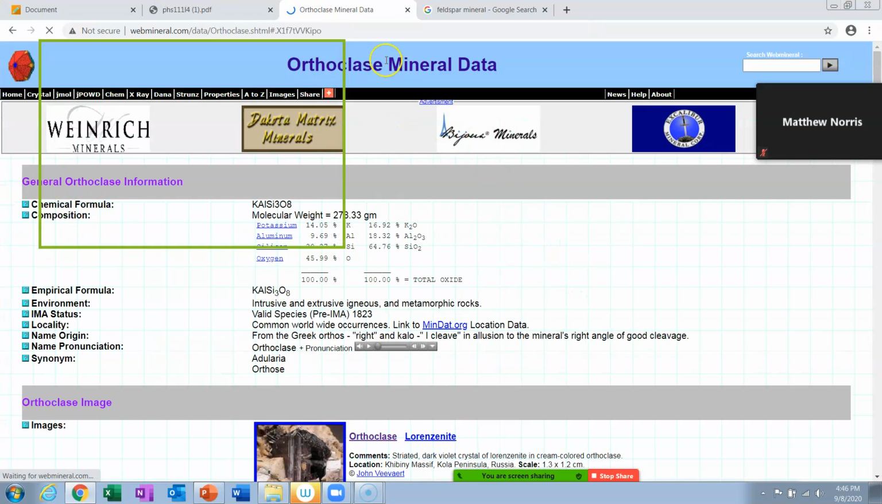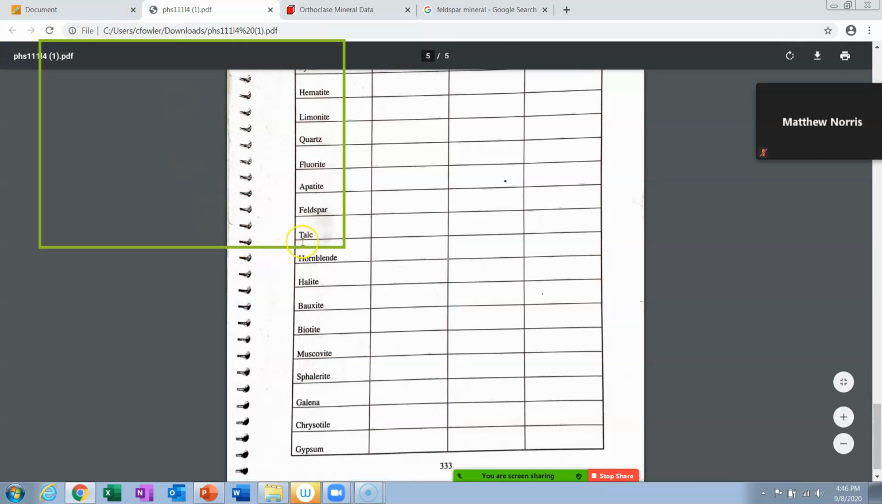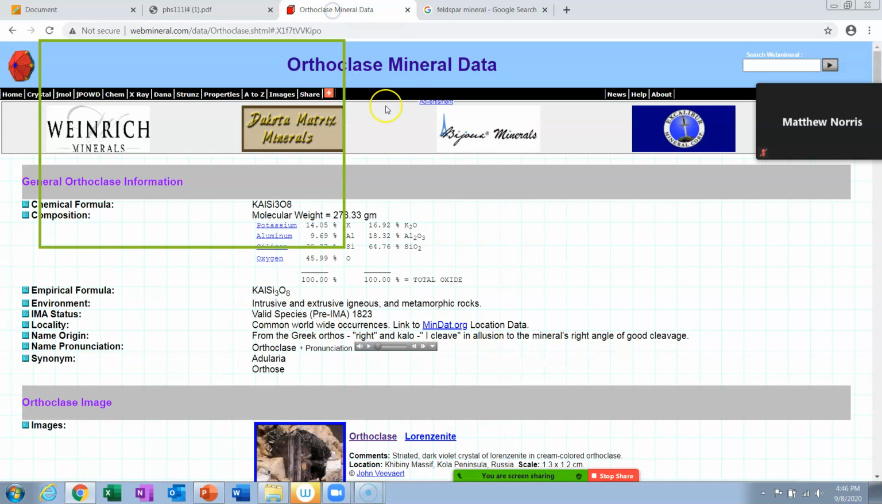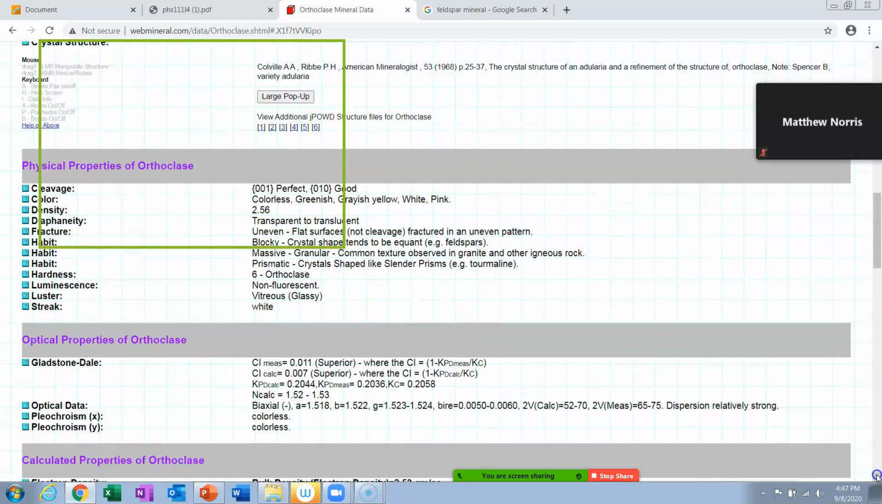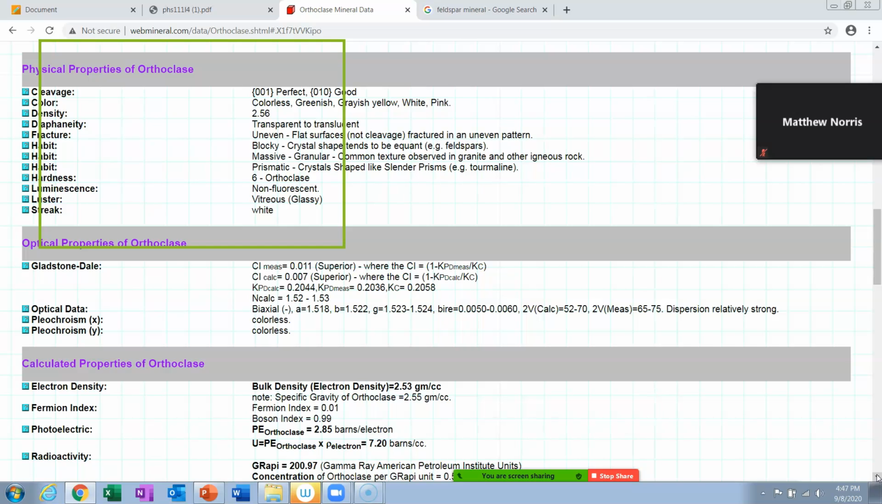There it is. We're back right there under webmineral.com. So instead of feldspar here, just type in above that orthoclase or any of the others, albite. Whatever you want to do there, do it, and then go back to orthoclase or whichever one you happen to choose and scroll down until we get to the crystal. Here it is, physical properties of orthoclase.